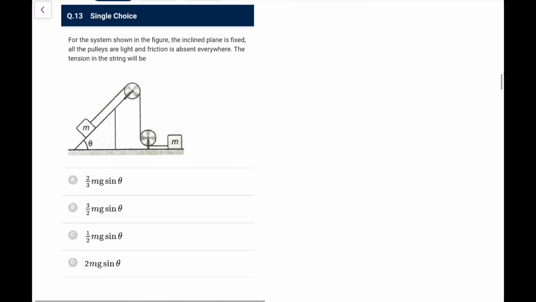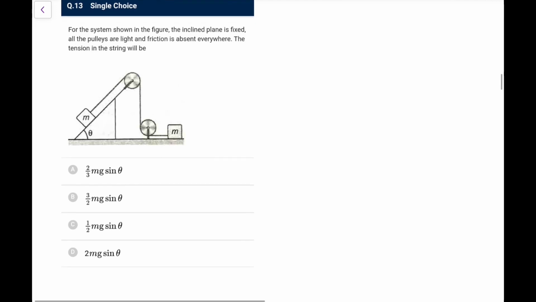Go ahead. For the system shown in figure, the inclined plane is fixed and the pulleys are light and friction is absent everywhere. The tension in the string will be, okay. So what will be the tension in the string, you need to find out. So first of all, because it is fixed and there is no friction, this is going to pull it down.